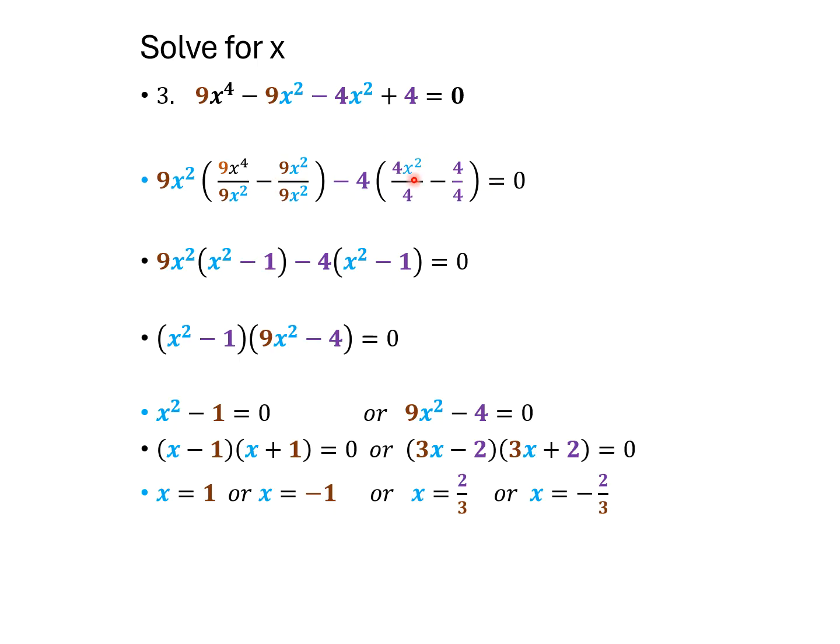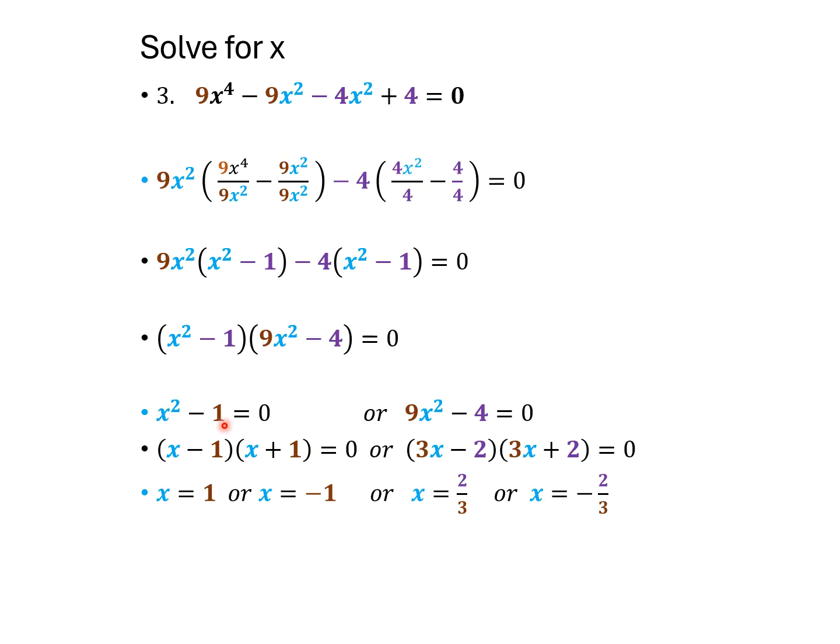4x squared divided by 4 gives me x squared, minus 4 divided by 4 gives me negative 1, which equals 0. So now I'm left with x squared minus 1 and 9x squared minus 4, right? So from here, that means I have x squared minus 1 equals 0, or 9x squared minus 4 equals 0. But now you see I'm going back to the second or third variation, difference of two squares. I can bring it in here now.